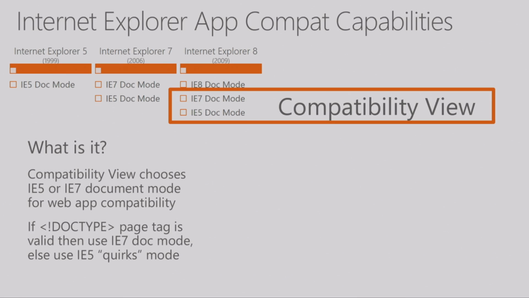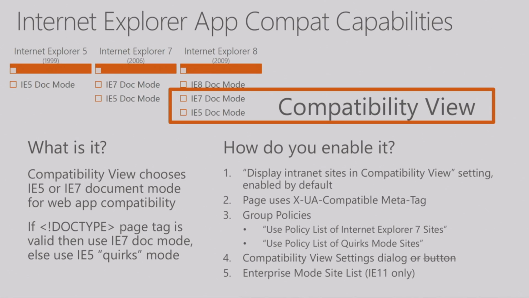And so those 10 years of applications ran in compatibility view. And so at the time, we made compatibility view essentially a switch. If there's a valid doc type, give me IE7 doc mode. If there's not a valid doc type, give me IE5 doc mode. Fall back to Quirks mode. But it's going to give me one of those two modes. Now, how do you enable it? It's a much more complicated story.